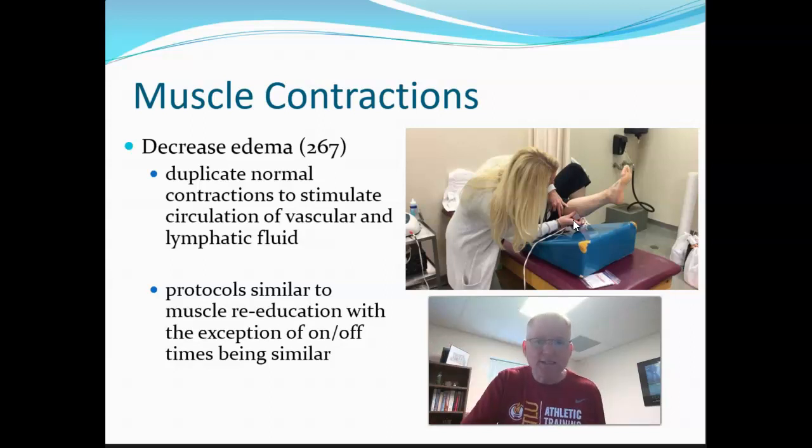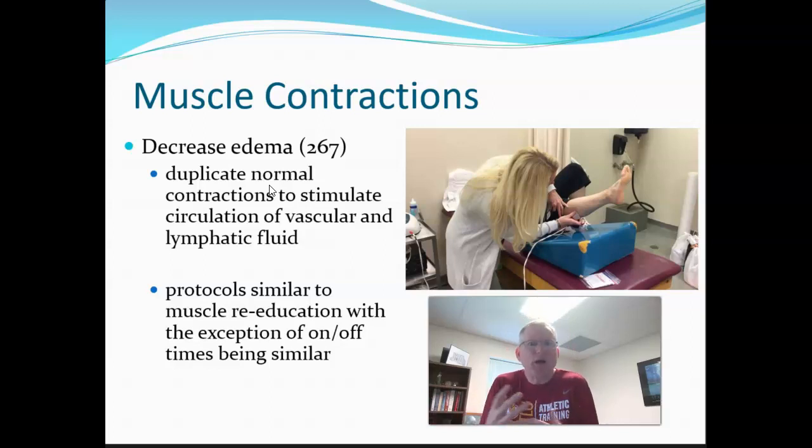Anyway, the actual protocols, the pulses per second, are still going to be in that 10 to 40 range, probably a little more down to the 10 range, right? Let's get some more individual contractions. And then we want to bring the on-off times similar, because we're really trying to maximize the contract, relax, like the pumping. I think the book even says muscle pumping.